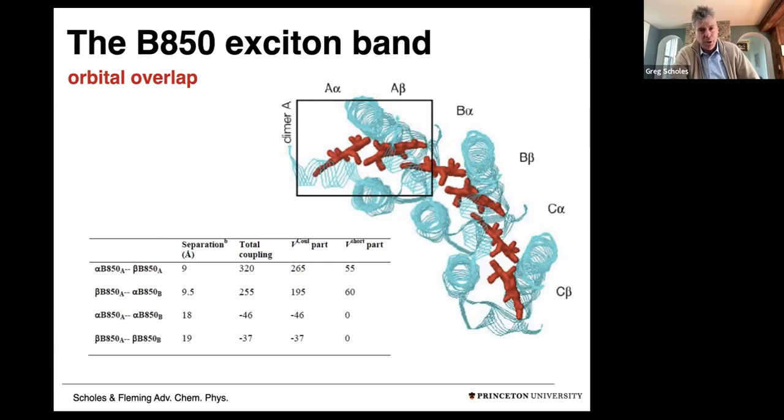At 20 angstrom, the short range or the orbital overlap dependent coupling is zero, essentially. But even at 10 angstrom center to center, for these particular molecules, we're getting 50, 60 wavenumbers of coupling. You know, it's pretty significant. That's actually because you see in that boxed region, these A alpha and A beta bacterial chlorophylls, the edges of the conjugated rings are approaching to within around 4 angstrom.